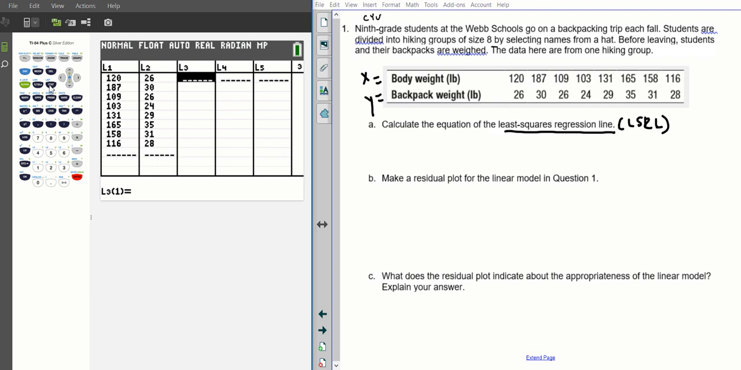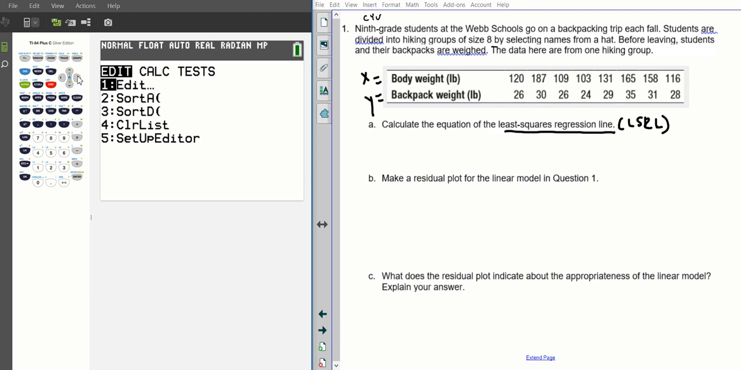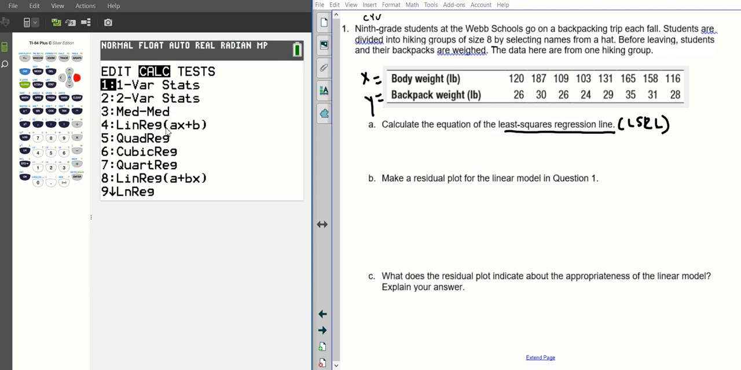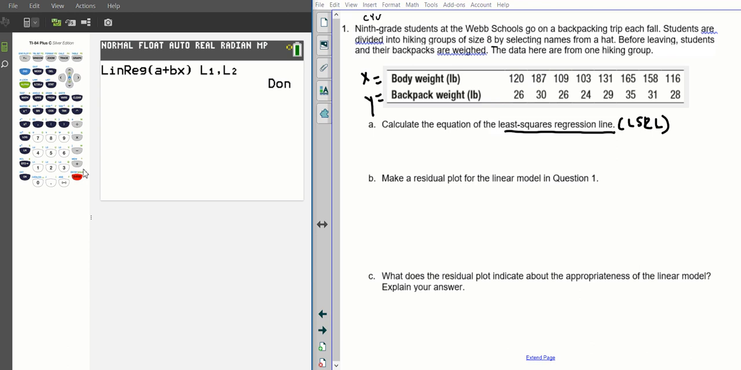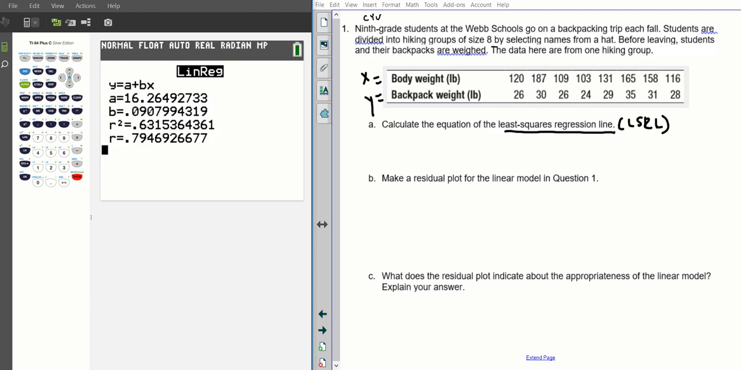From here, we're going to go to STAT again and go to CALC. We are not going to take number 4; that's when we talk about algebra. We're going to take 8, a linear regression line where we have a plus bx. A is the y-intercept, b is our slope. If you have different lists of frequency, we're just going to calculate this out, and this is what we have for our answer.